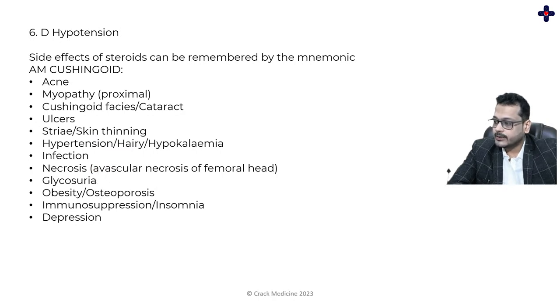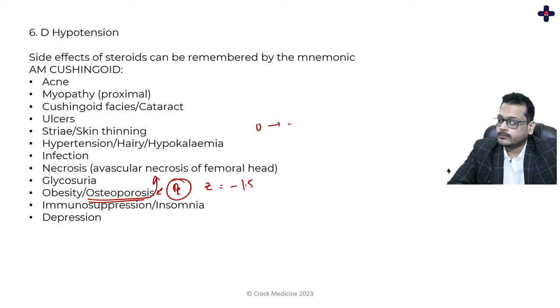Also, it can cause glycosuria, obesity, definitely osteoporosis, insomnia, immunosuppression, depression. Now, osteoporosis and AVN, I would like to tell you that in cases of treatment of osteoporosis, the Z-score that you will use for initiation of drugs is not minus 1.5, like usually 0 to minus 1.5, that is lesser than or equal to minus 1.5. Beyond this, you will initiate treatment with denosumab or teriparatide, or zoledronic acid.